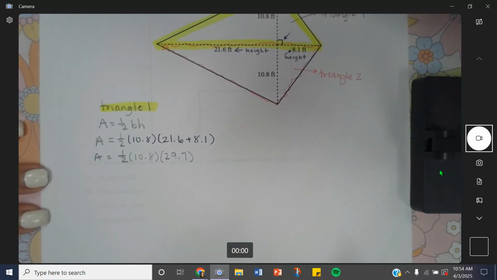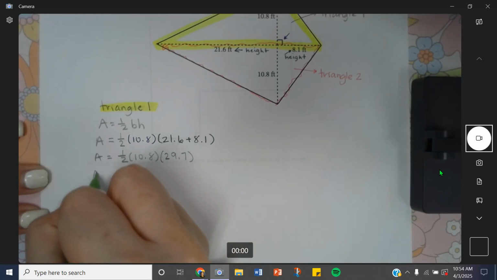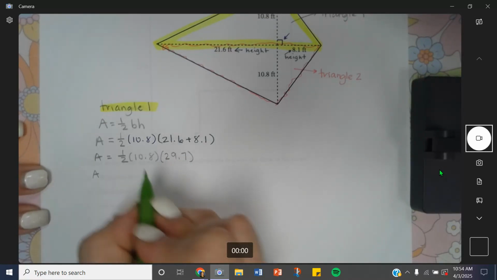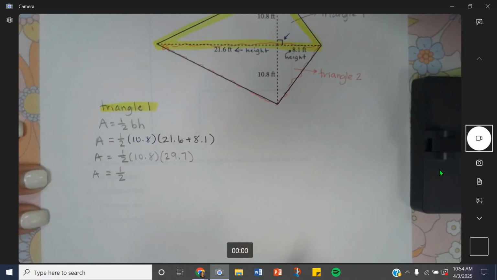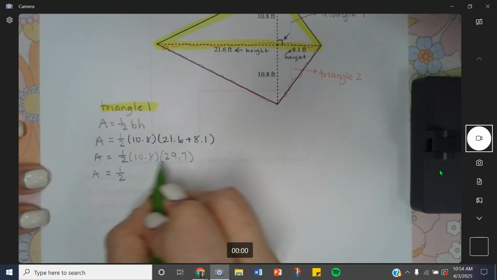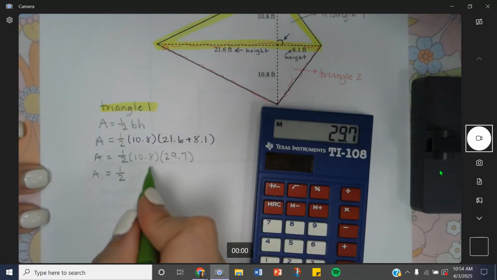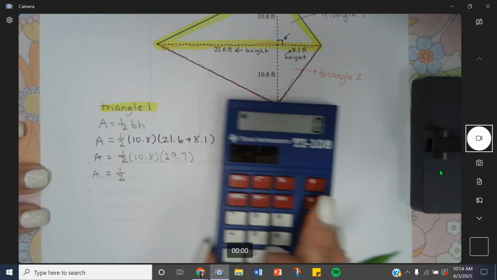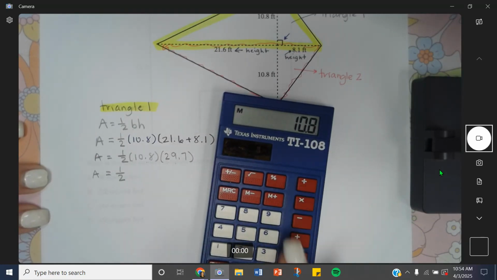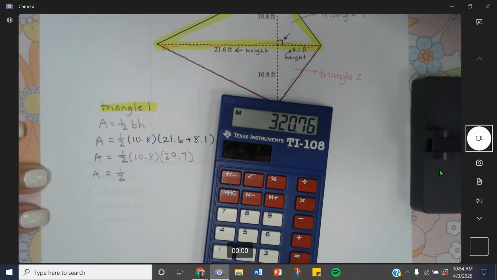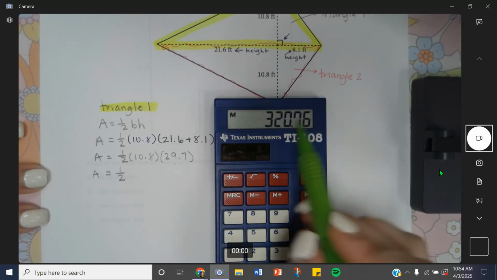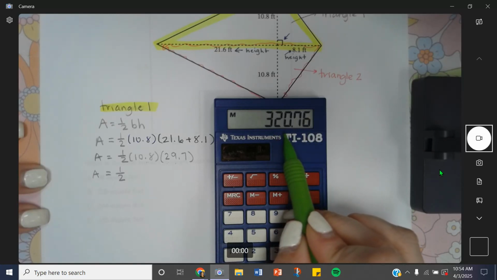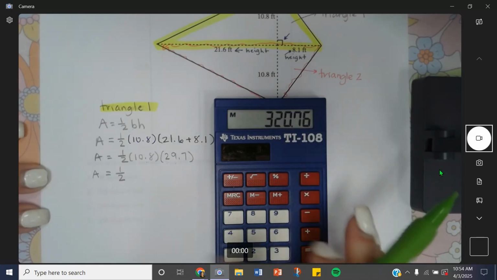Okay, from there we can move on to the next step, which is multiplying these two together. So we don't know the area yet. I'll rewrite A for area. I'll bring down my equal sign. We are not working with our 1/2 yet, so I'll rewrite that. And then let's go ahead and multiply 10.8 and 29.7. When I multiply those two together, I get a very large number of 320.76.